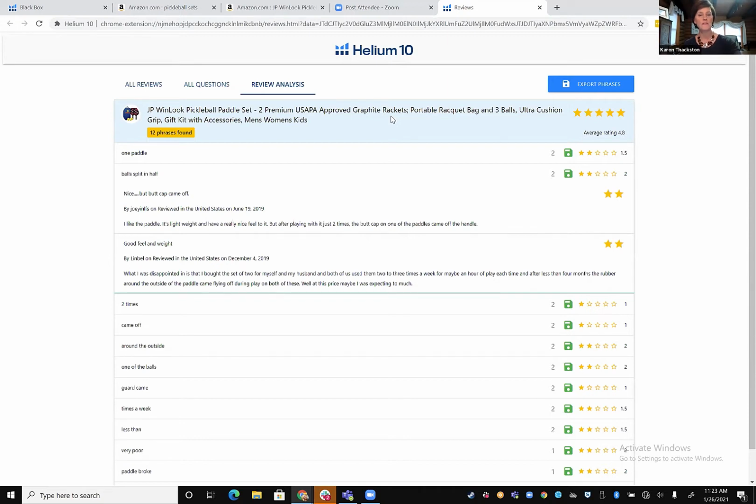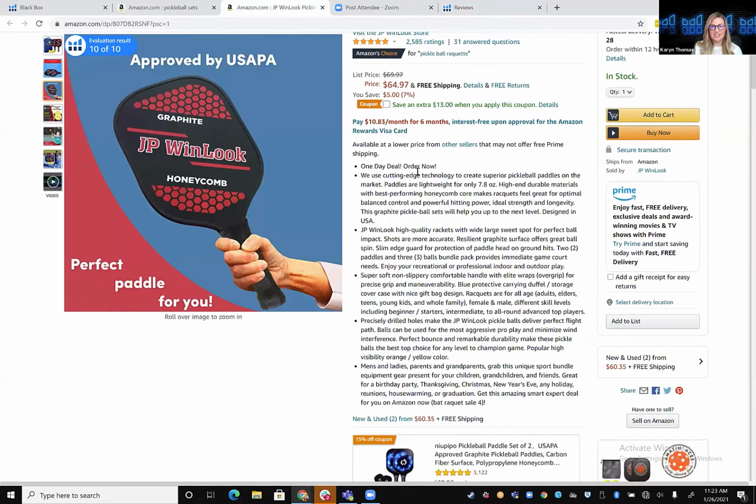I would get rid of these things, premium paddles and ultra cushion grip that peels off because it isn't glued properly and things like that. Take all that out because you're hyping it up and people are going to be disappointed when they get the actual purchase. That is so stinking brilliant, Karon. I love that. Let's just show that real quick.